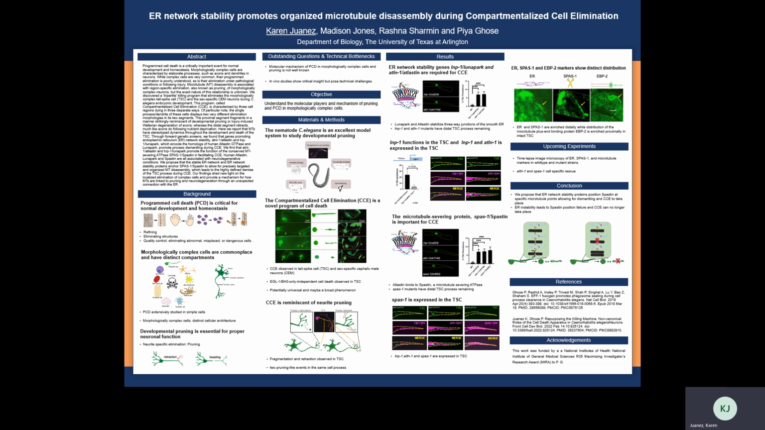This data leads us to the model that we are proposing. This involves a stable ER, which then allows for precise positioning of spastin that leads to the cleaving of microtubules by spastin, and allowing for the organized assembly of microtubules leading to CCE. But when ER stability genes or spastin is mutated, microtubules are hyperstabilized and CCE cannot take place normally, leaving us with remaining tail spike cell.